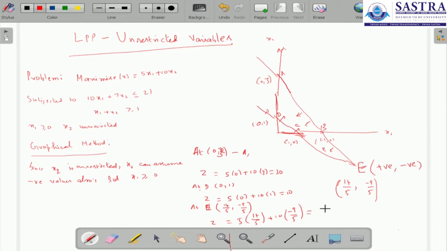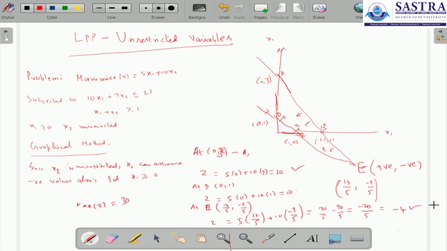So the answer could be 70 by 5 minus 90 by 5 equal to minus 20 by 5, because the denominator is the same. So you will have minus 4 as the answer. Since the objective function has plus 10x2, the maximum among all these three quantities, that is 30, 10 and minus 4, is 30.